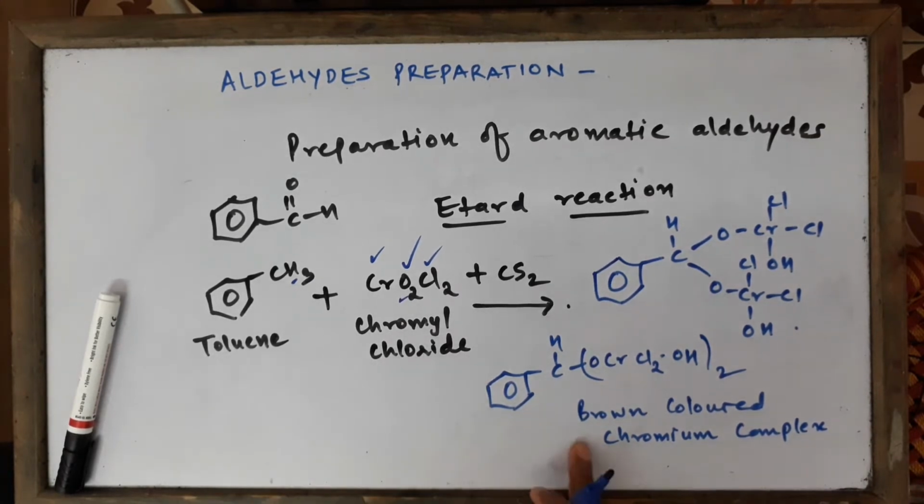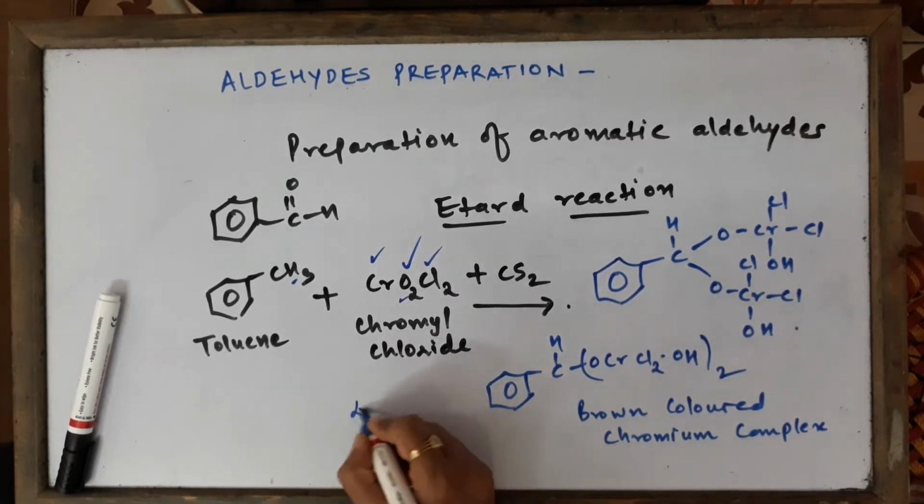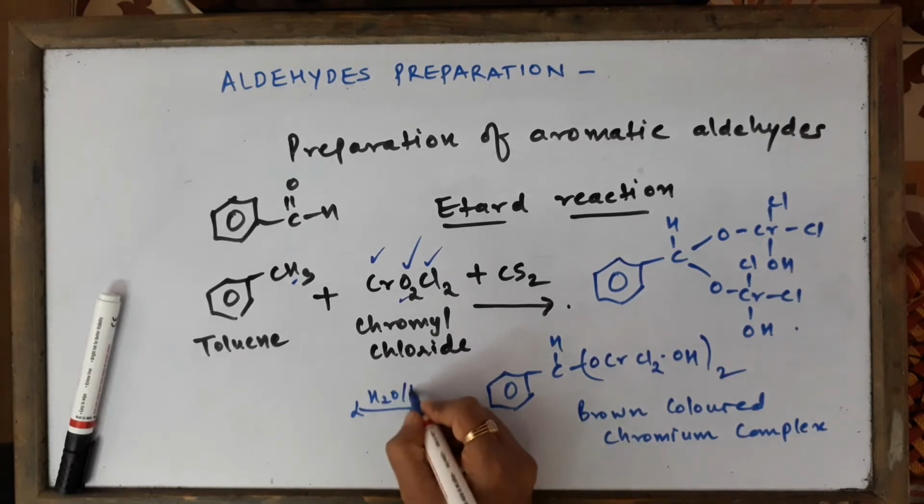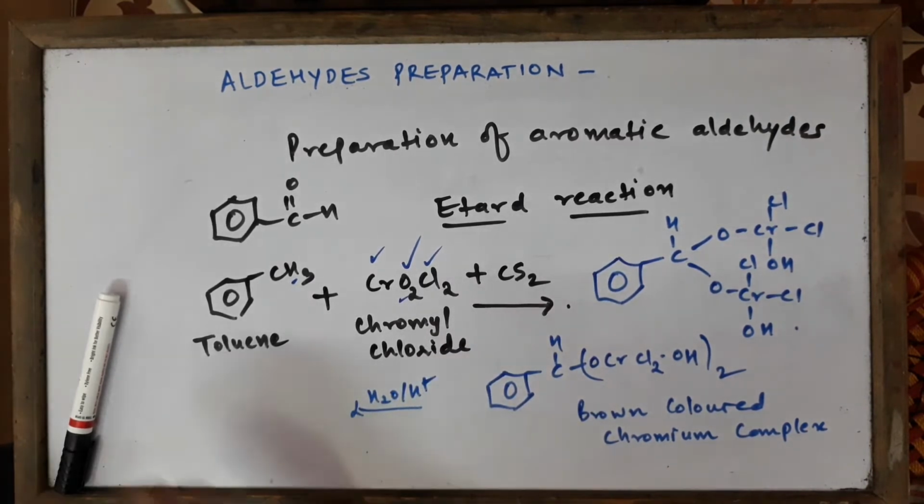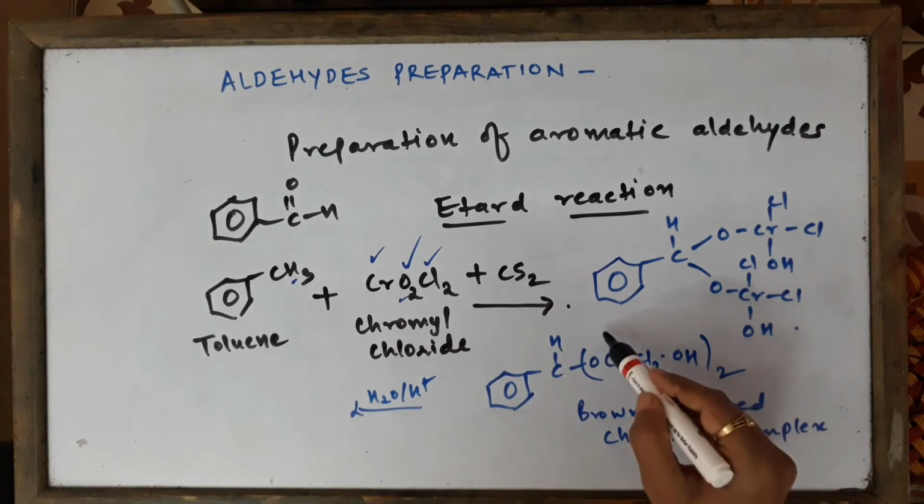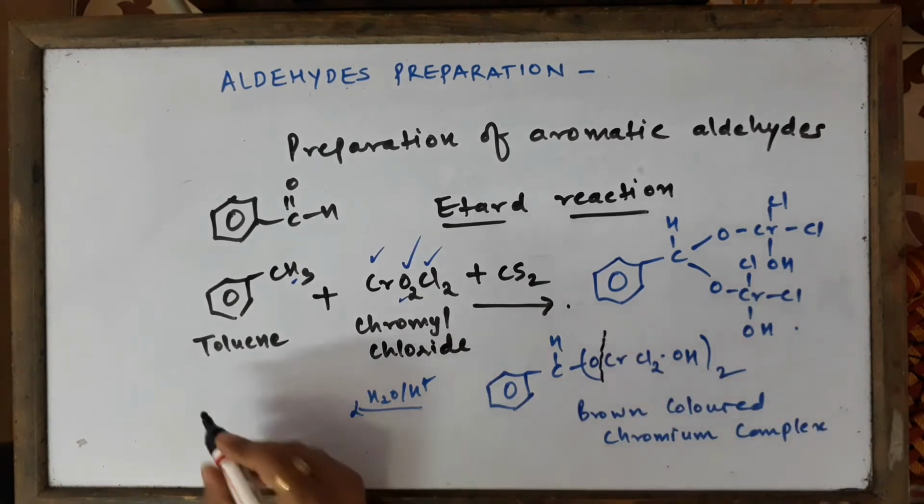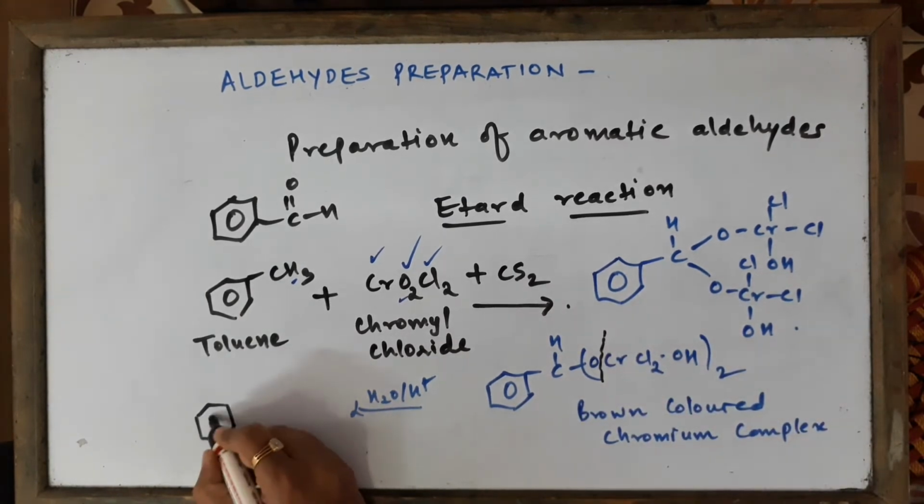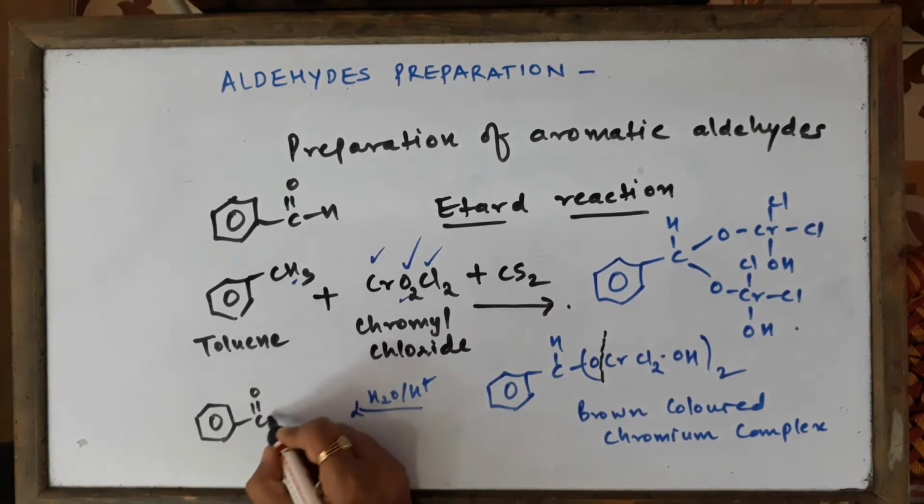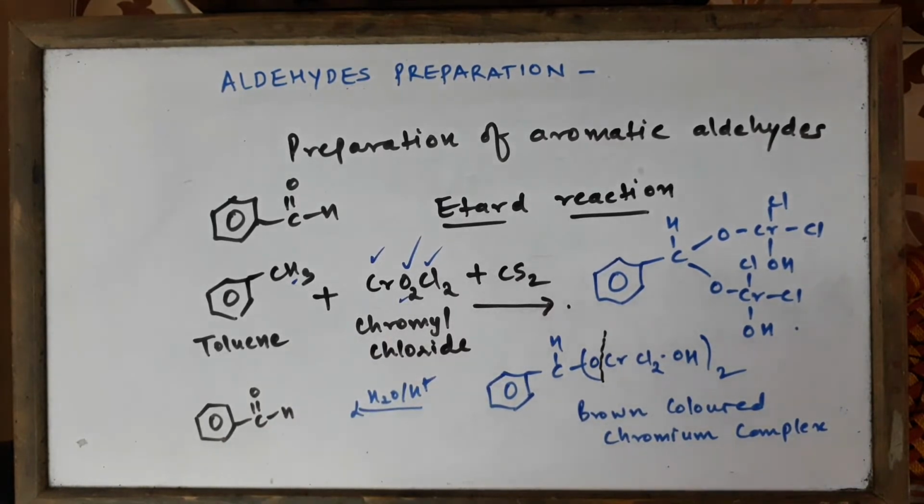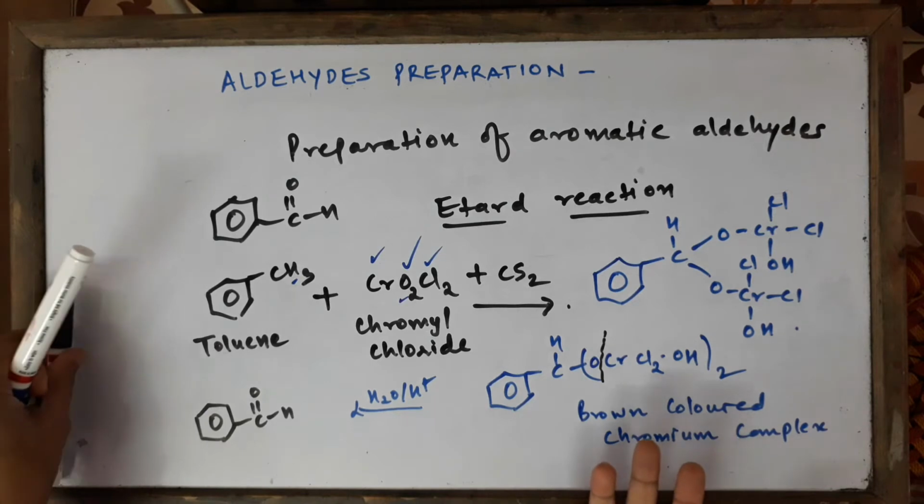This plus this gives you a brown colored chromium complex, which can be further hydrolyzed by adding water and acid, and we will be getting benzaldehyde, and this whole thing gets removed. So final answer is going to be benzaldehyde. So what is Etard reaction? Question of 1 mark as a short note kind of thing is asked in the exam.